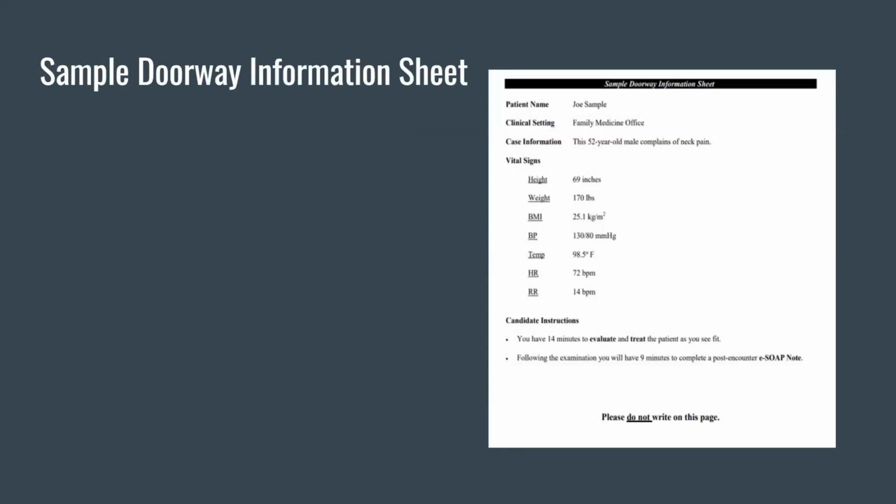This is just a sample. Our doorway information sheets aren't going to look exactly like this, but just a sample. You can see the patient name, the clinical setting. So this is a family medicine office. It might be an emergency room, for example, and then it'll give you a presenting problem. So in this case, it's neck pain. You can see the vital signs and some instructions on the bottom. So please take a look at that before you go into the room.